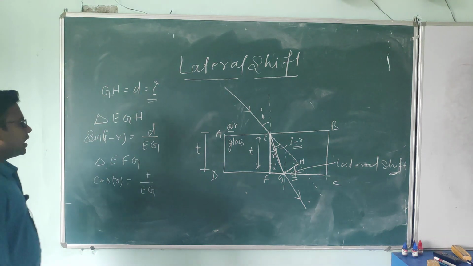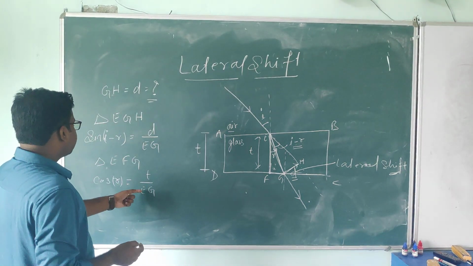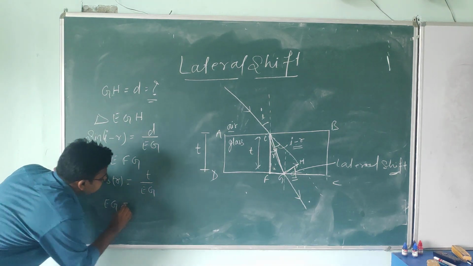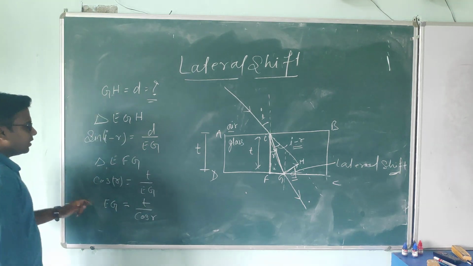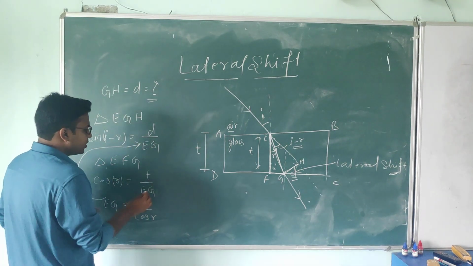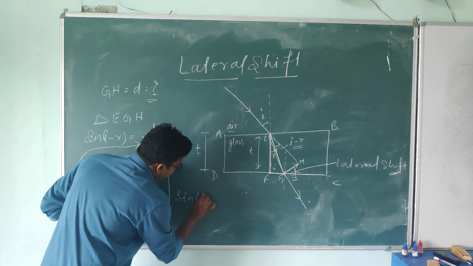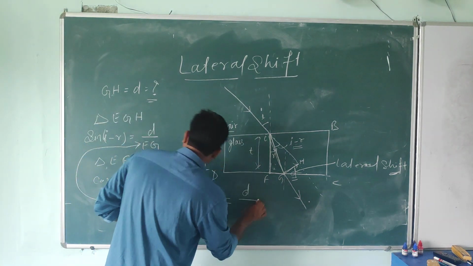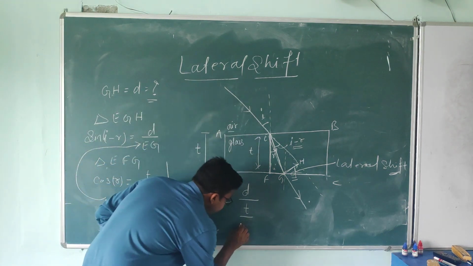Okay student, look at this. Here the thickness is given, EG is given. So now put the value of EG. So what can you write here? EG is equal to t divided by cos r. Okay, put the value of EG in this equation. So if you put it, what will you get here? sin(i minus r) is equal to d divided by EG. EG is what, student? t divided by cos r.